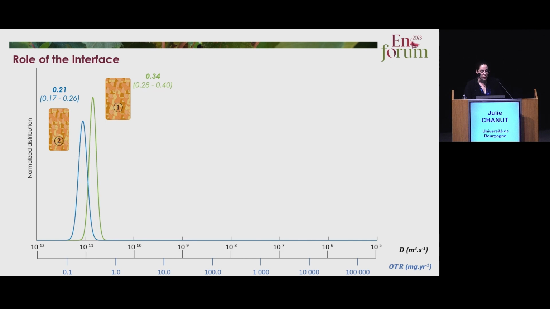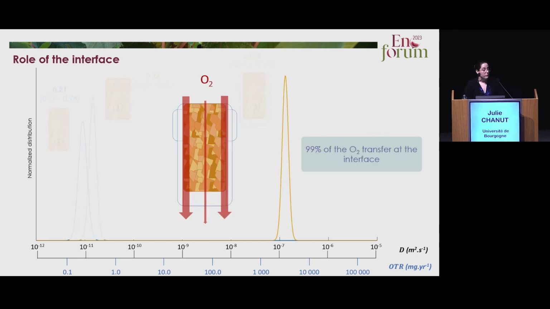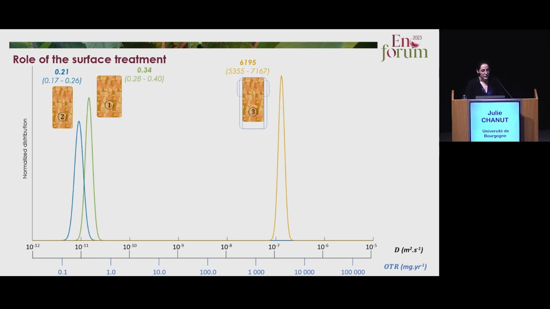Second step, we investigated what happens when you measure oxygen transfer in corks without surface treatment. Unsurprisingly, values go up, which means that we have a release of oxygen, and we have 99% of oxygen transfer occurring at the interface.